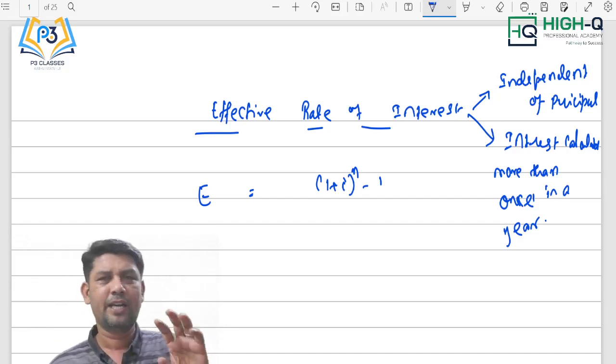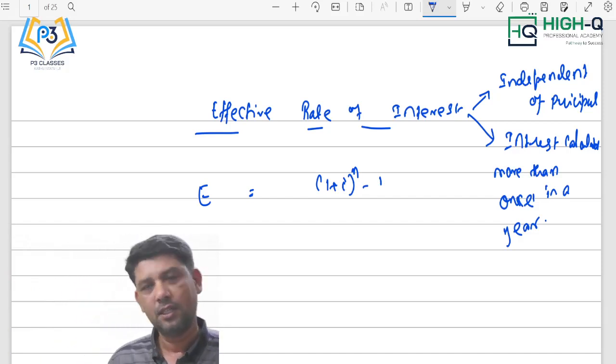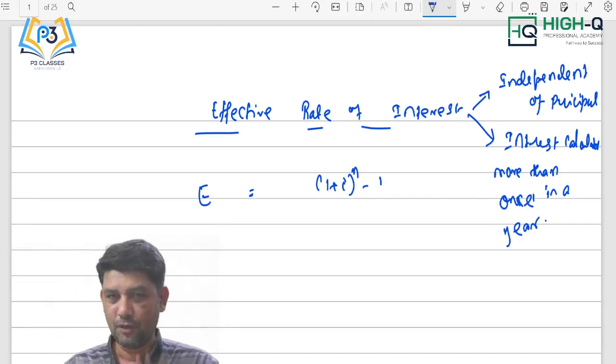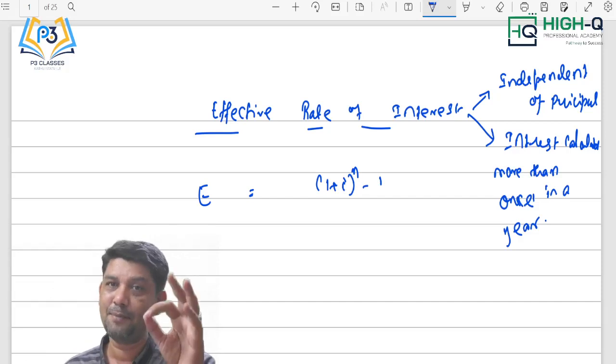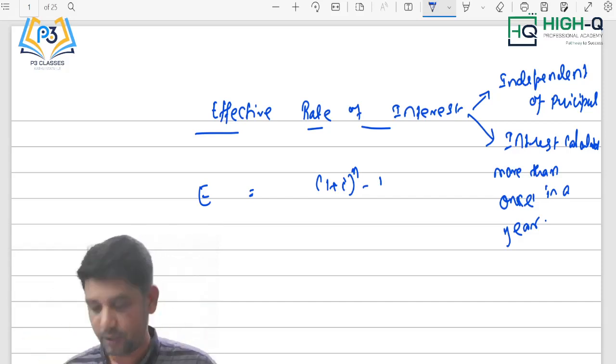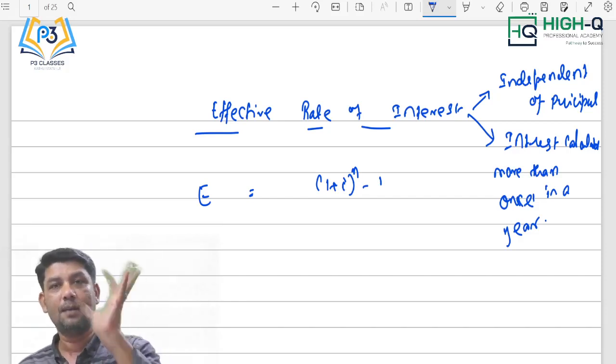Sir, can you please tell me what is effective rate of interest? So, I will give the concept about effective rate of interest, but for the concept purpose only I am giving it in layman's language. I am not going to use any technical terms. Of course, I don't know how to use technical terms. Okay, let me use layman's language.